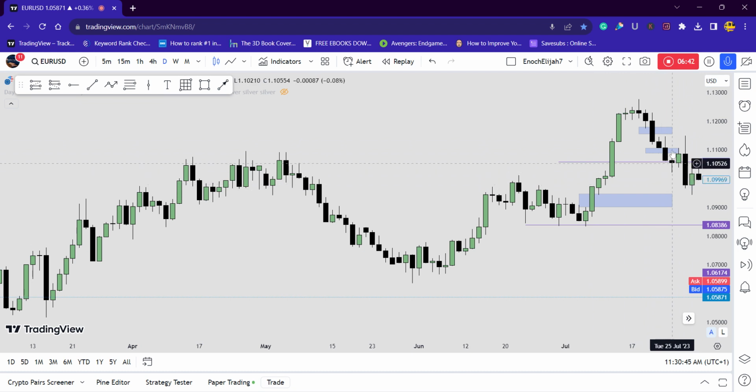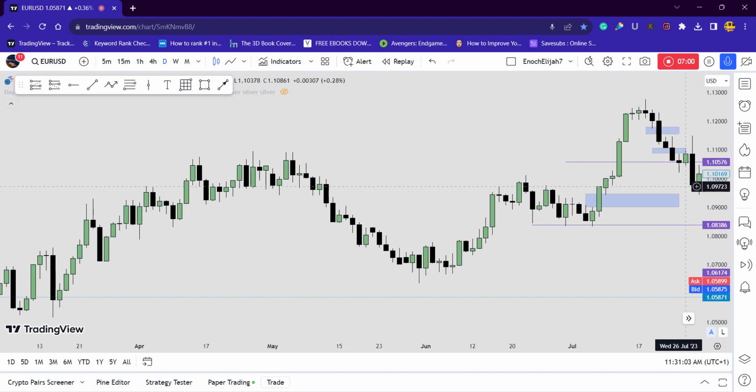Sold as well at the same time. So price took out both liquidity above and also liquidity below. So now this is strongly bearish for me. I will be hoping that price reaches the imbalance below. And I won't change this bias until I see a clear market move that shows that price doesn't have any interest in reaching this imbalance below. It wants to go higher now.